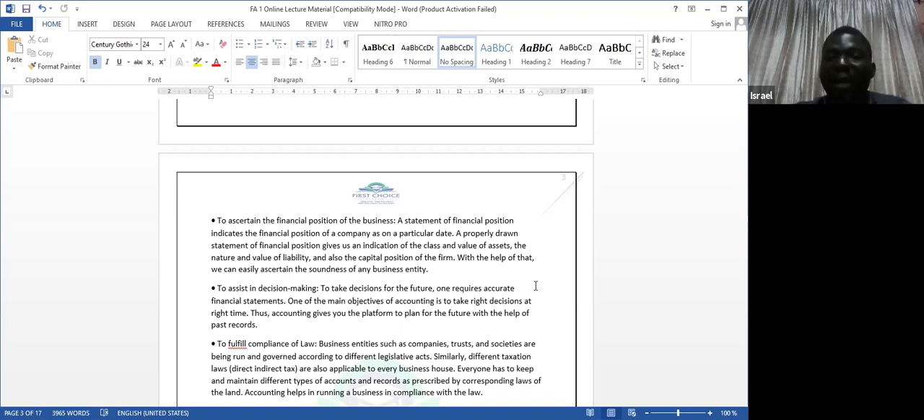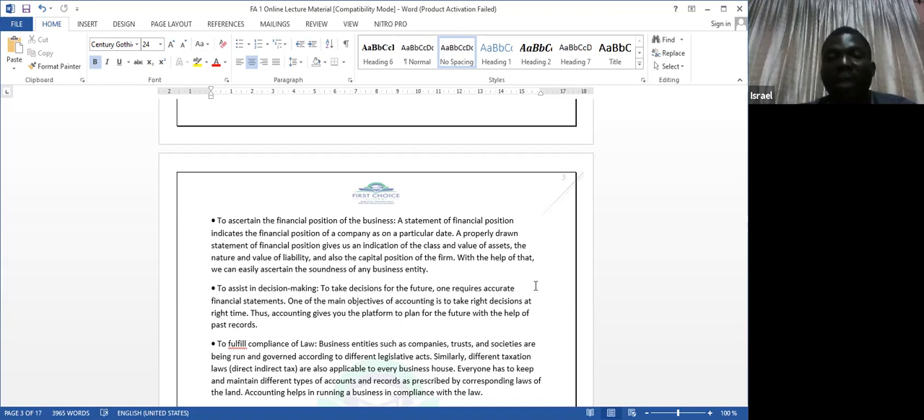With the help of that, we can easily ascertain the soundness of any business entity. It helps us know if the business is doing well or not, because the financial position can also be termed the value of the business. One of the best ways to measure the worth of a business is by looking at the worth of its assets against its liabilities. That will tell you the worth of the business. So accounting also helps us to know the financial position of the business.